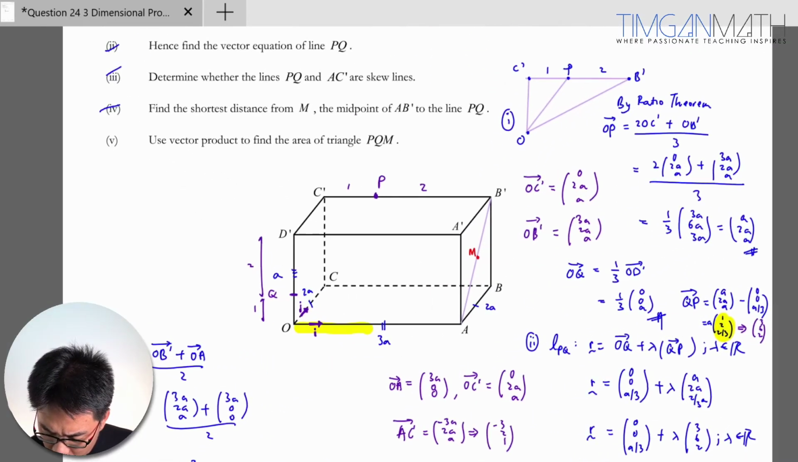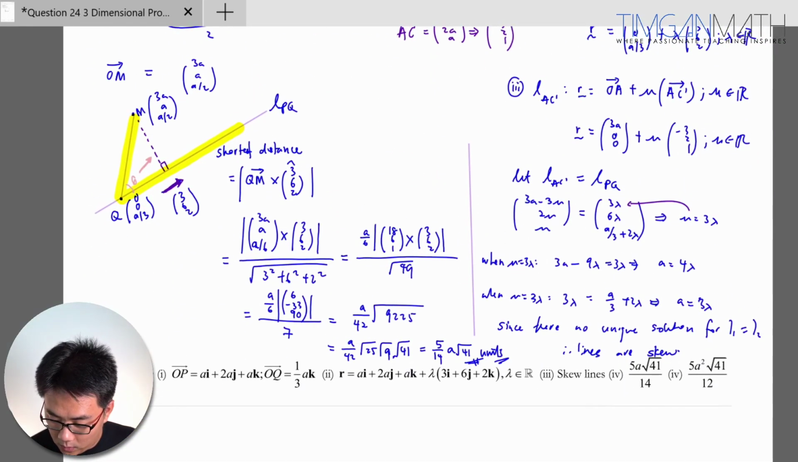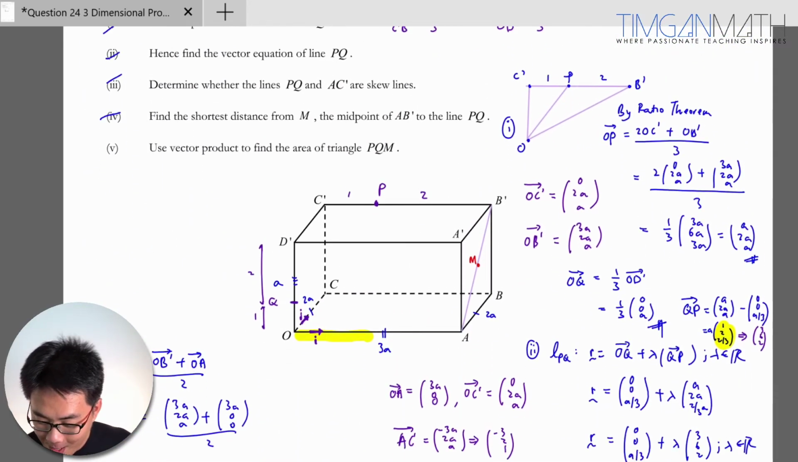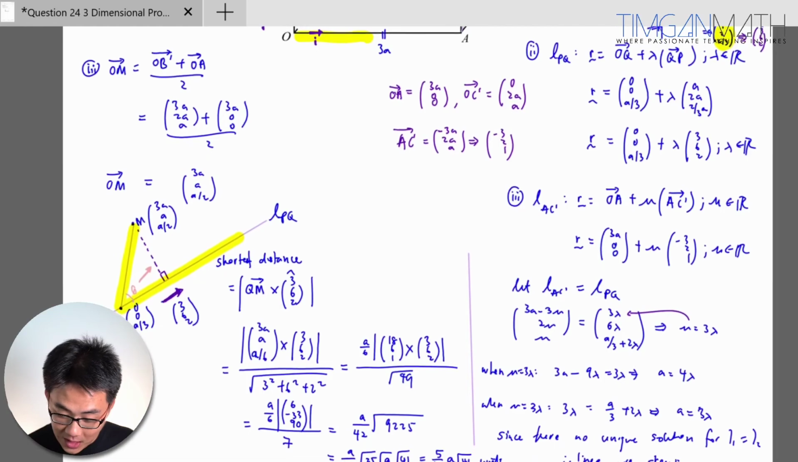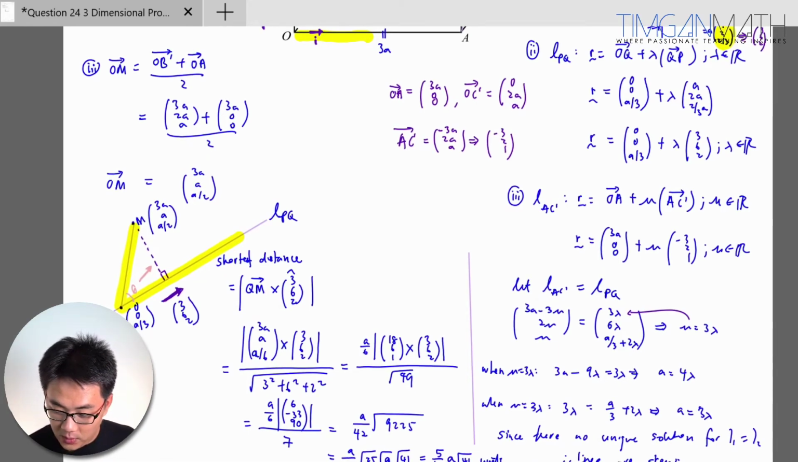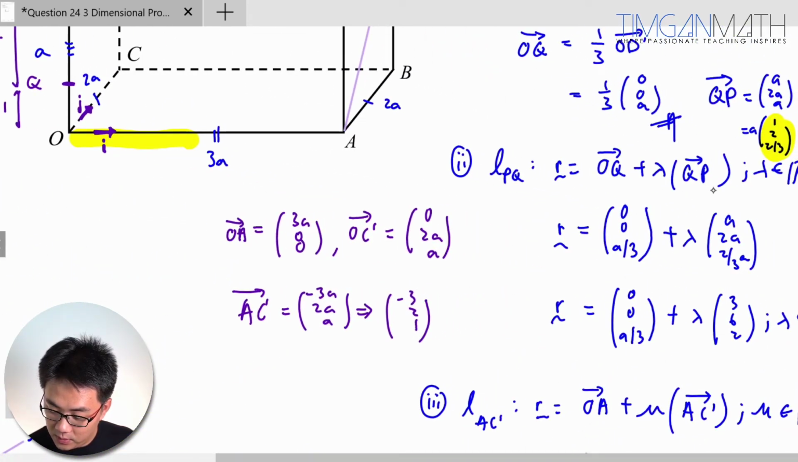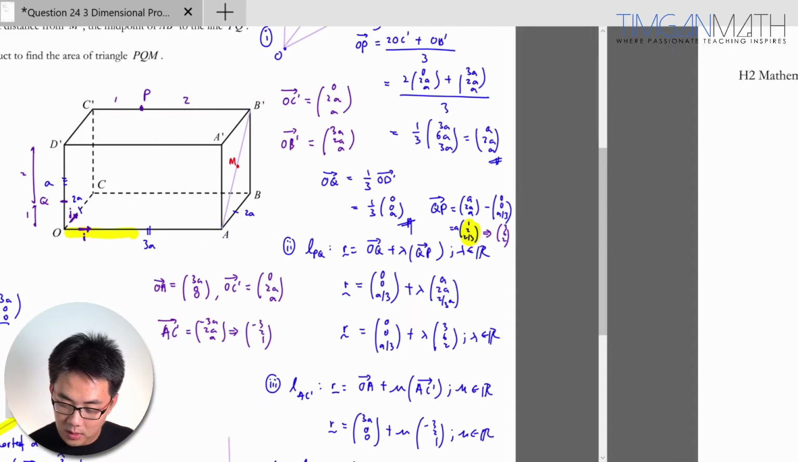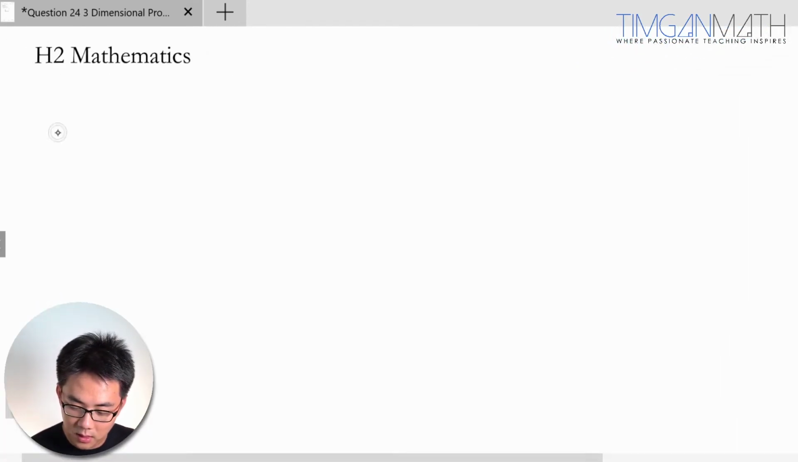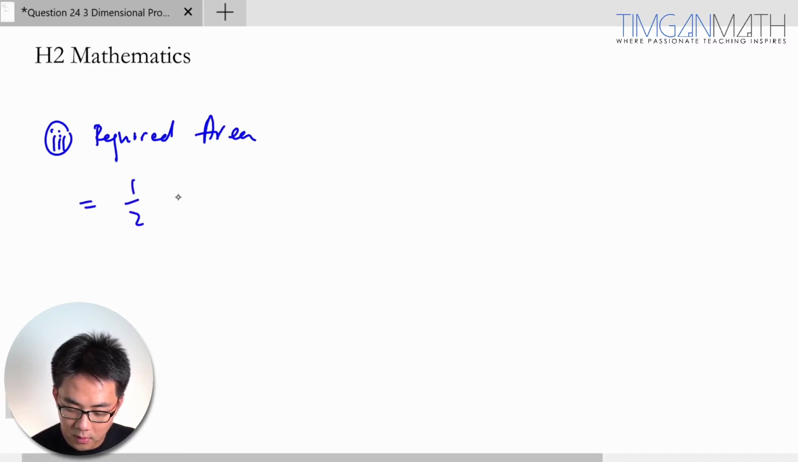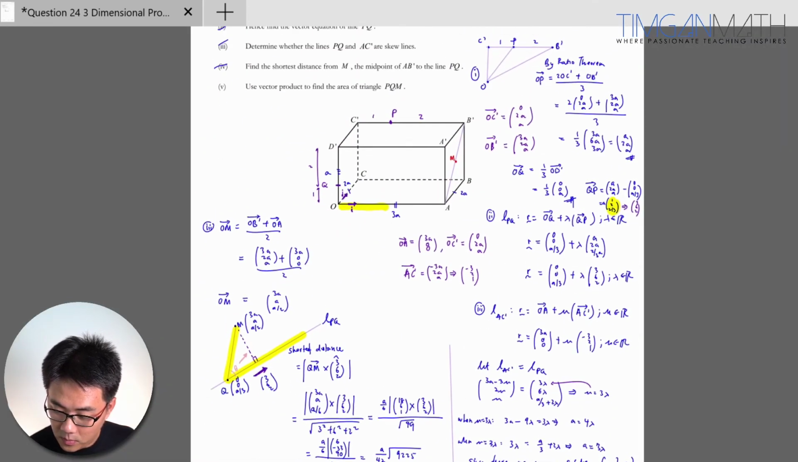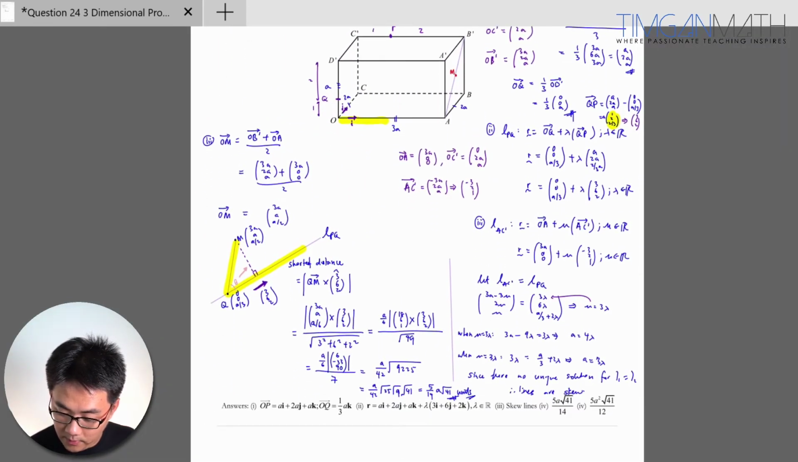Use vector product to find the area of PQM. Ayo, my lord, PQM. I have P and QM. Just cross product lah. I have M here. Do I have PQ? PQ is here. This is my PQ. So required area, part 3, is just half PQ times PM or QM. Oh, we have QM, so QM.